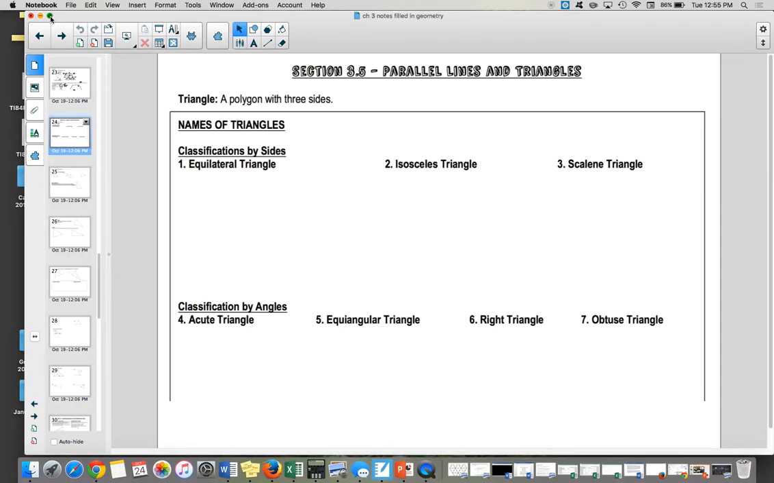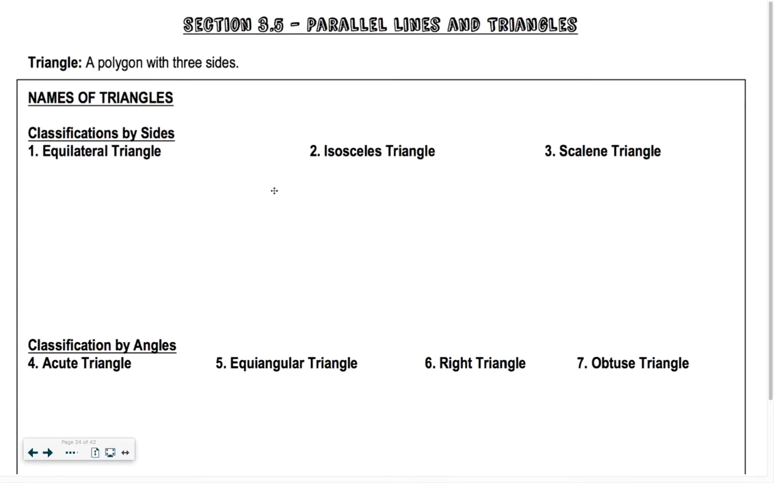Today is on parallel lines and triangles. So a triangle is a polygon with 3 sides, and there are different types of triangles. Do you all know these names? So an equilateral triangle, what is that? All sides are equal, exactly. So lateral means side, equa means equal. So we have 1, 2, 3. So we have all sides congruent.